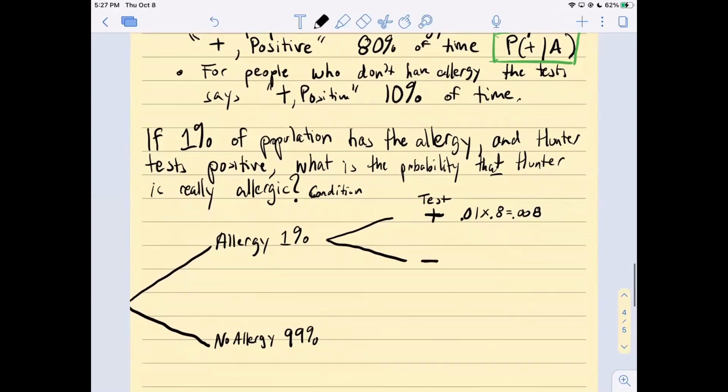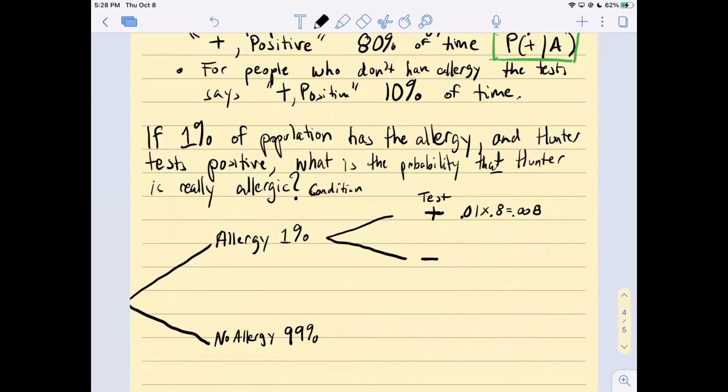And then, Adam, what would you get for the branch below it? Not that it's super important, but what would it be? It would be 0.01 times 0.2. Awesome. Okay. And then how about for the no allergy people?